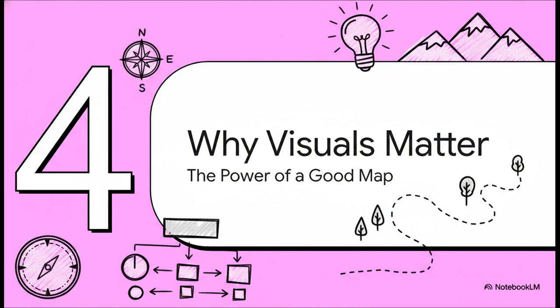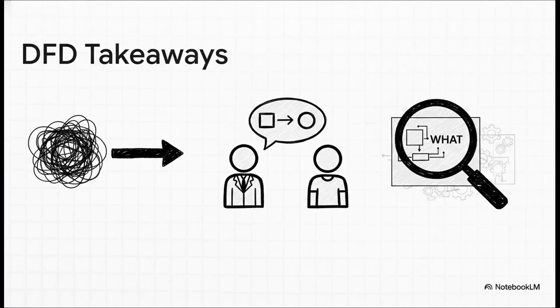So, after all that, why go through the trouble? What's the real power of drawing one of these maps? Let's quickly sum up the big takeaways. When you boil it all down, DFDs do a few incredibly powerful things. First, they bring clarity to complex situations. Second, they act as a common language that both technical and non-technical people can understand, which is huge for communication. And maybe most important of all, they get everyone to agree on what the system needs to do, long before anyone starts arguing about how to do it.